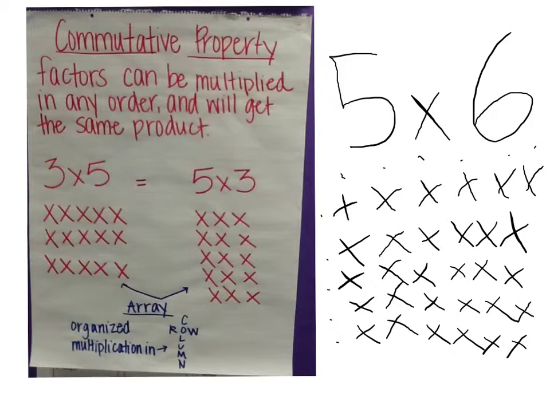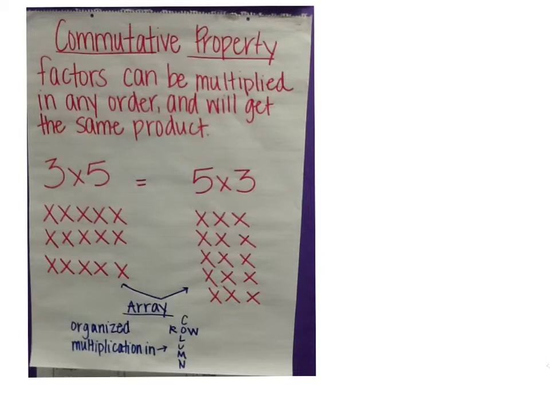Now, I think we like this way because you can do it either way. So you could switch 5 times 6 into 6 times 5. We like this way because you can switch it around. So now we're going to do 6 times 5. So that'd be 6 groups with 5 in each.